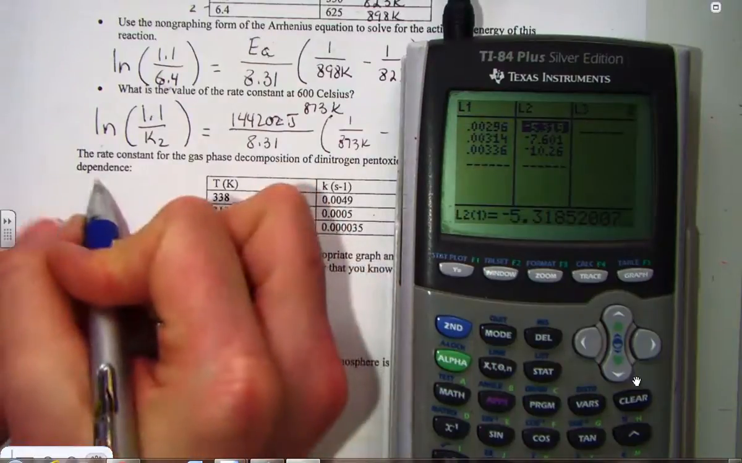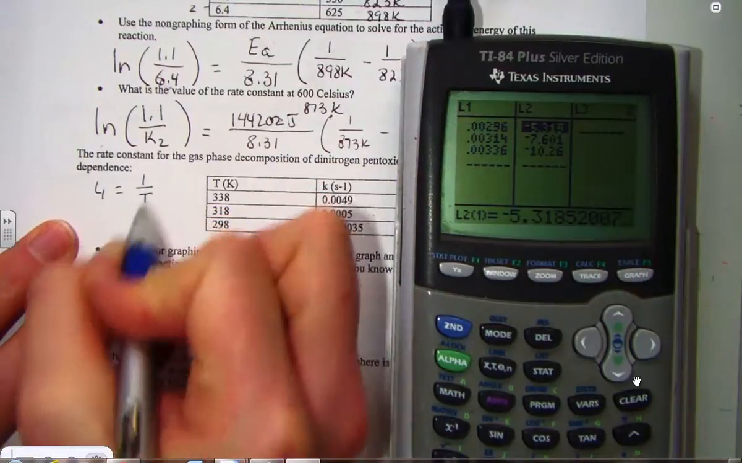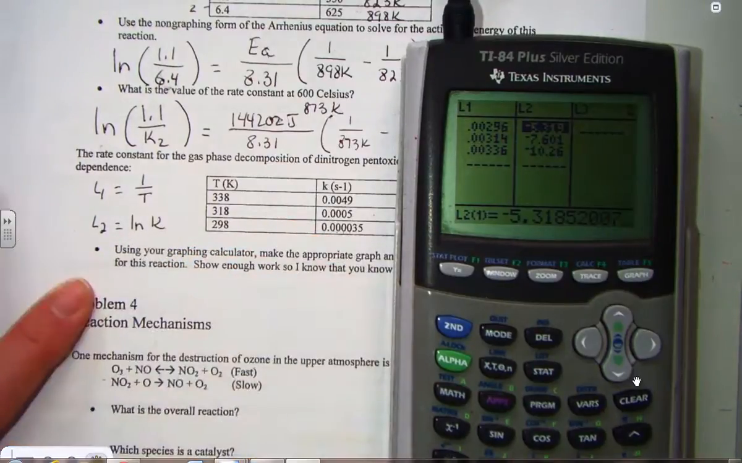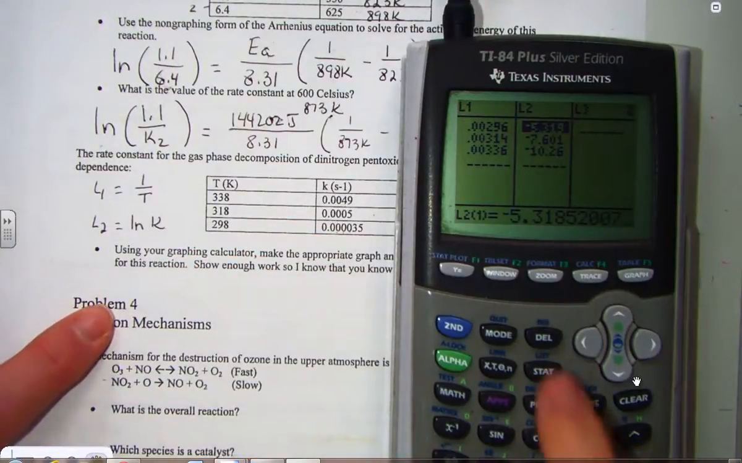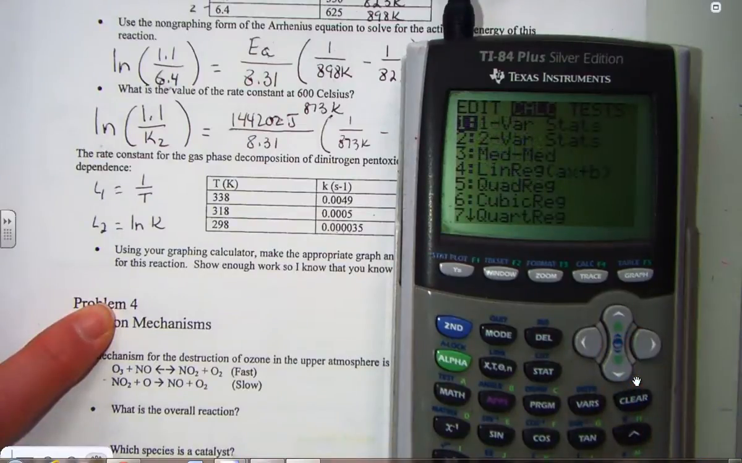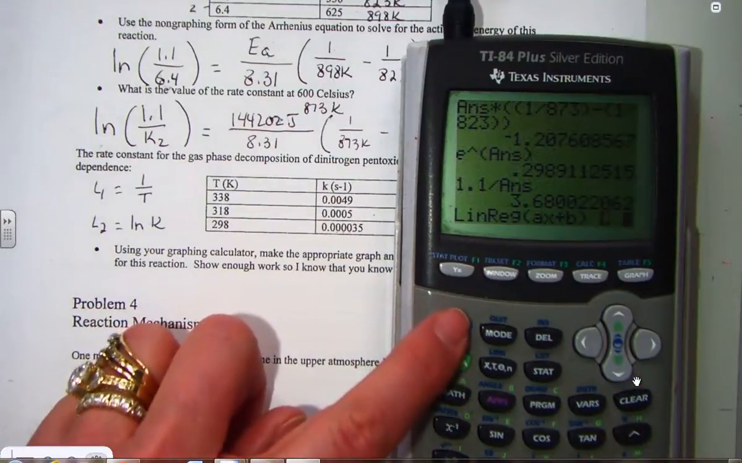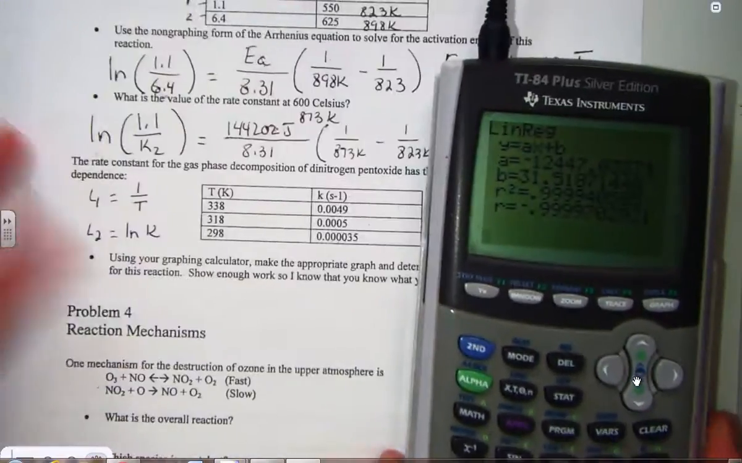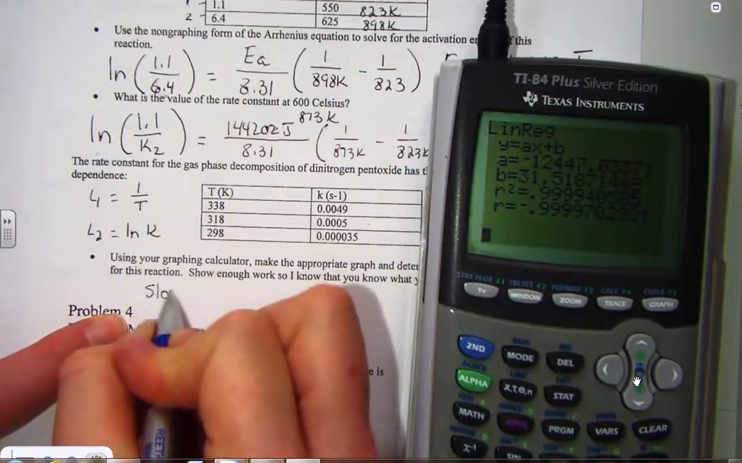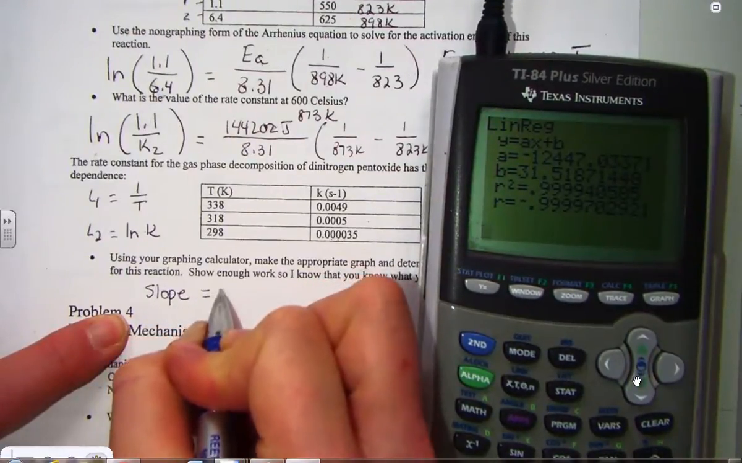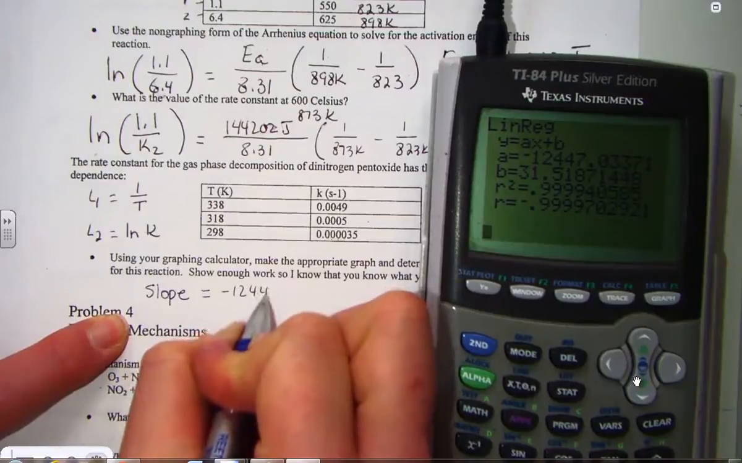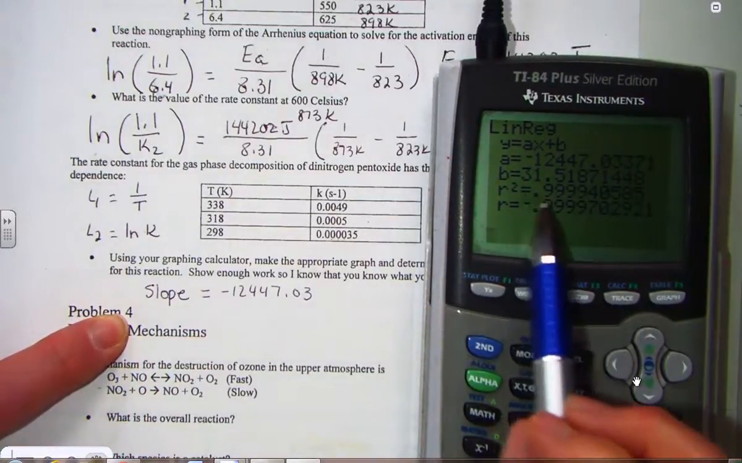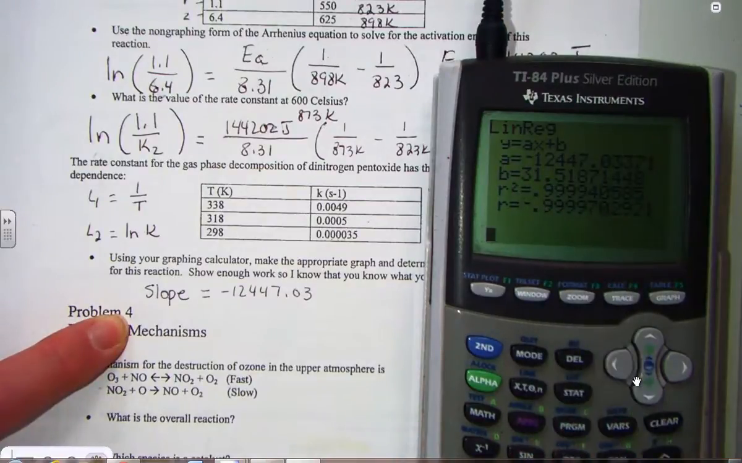So list 1 is the reciprocal of Kelvin temperatures. List 2 are the natural log of K. Let's run a linear regression, choice 4, of list 1, comma, list 2. And I'm going to record the slope of that line. Negative 12447.03. Alrighty. And r squared looks very good, doesn't it? Nice straight line there, as we would predict.